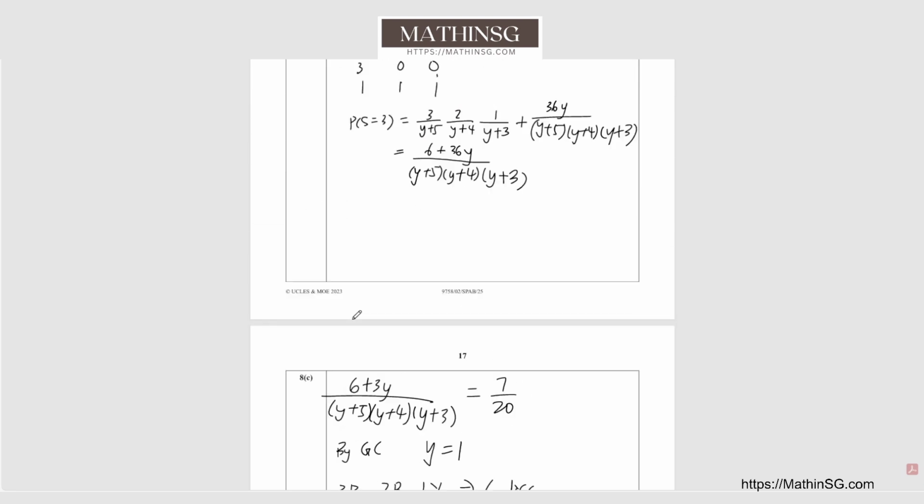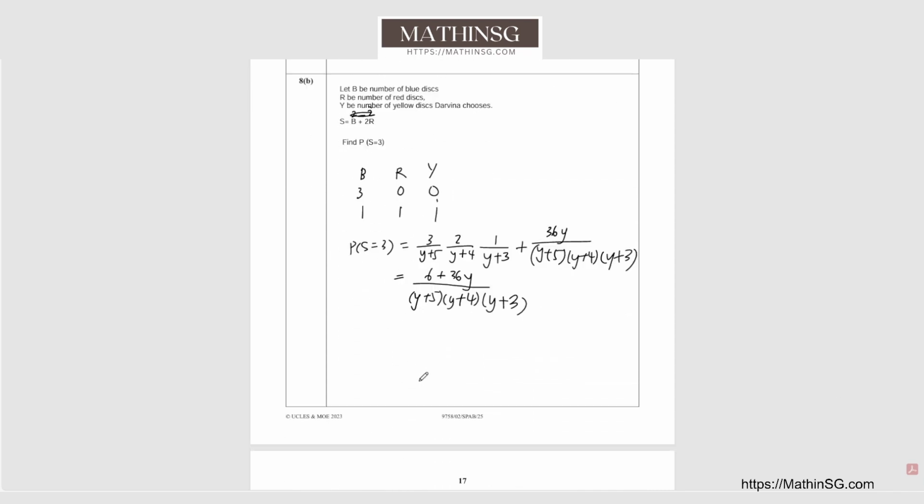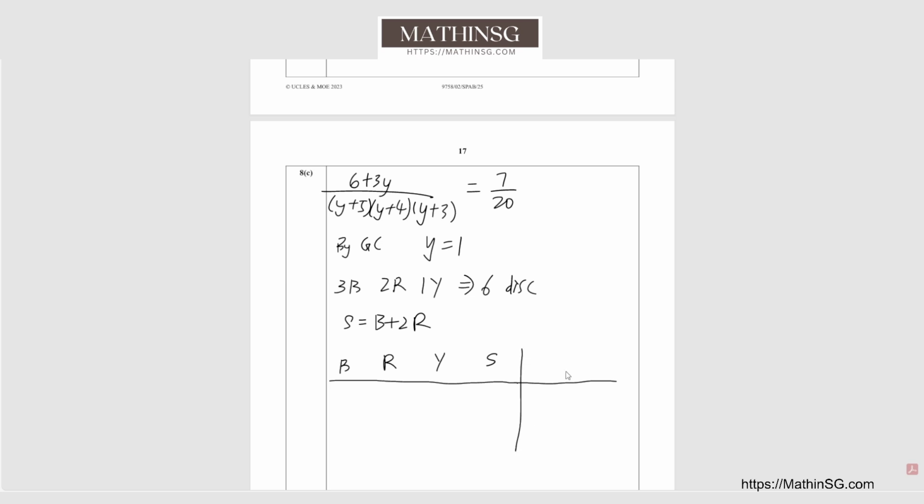Recall that B is the number of blue discs, which we defined in part B. R is the number of red discs, and Y is the number of yellow discs that Davina chose. We have already defined that in part B, so we do not need to do it again. We also know that S is equals to B plus 2R, so we need to find the probabilities. Let's have a system of doing this so that we won't miss things out.